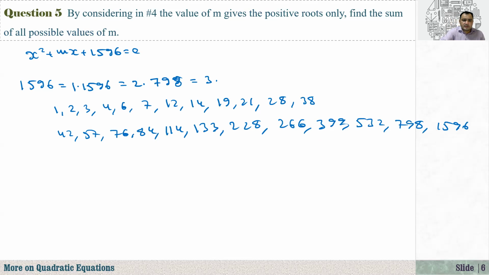Here in the question, we know that alpha plus beta is equal to minus m. And also alpha is positive, beta is positive. So if the sum is positive, that means m should be a negative number, so that when you multiply the negative number by minus, it is positive.